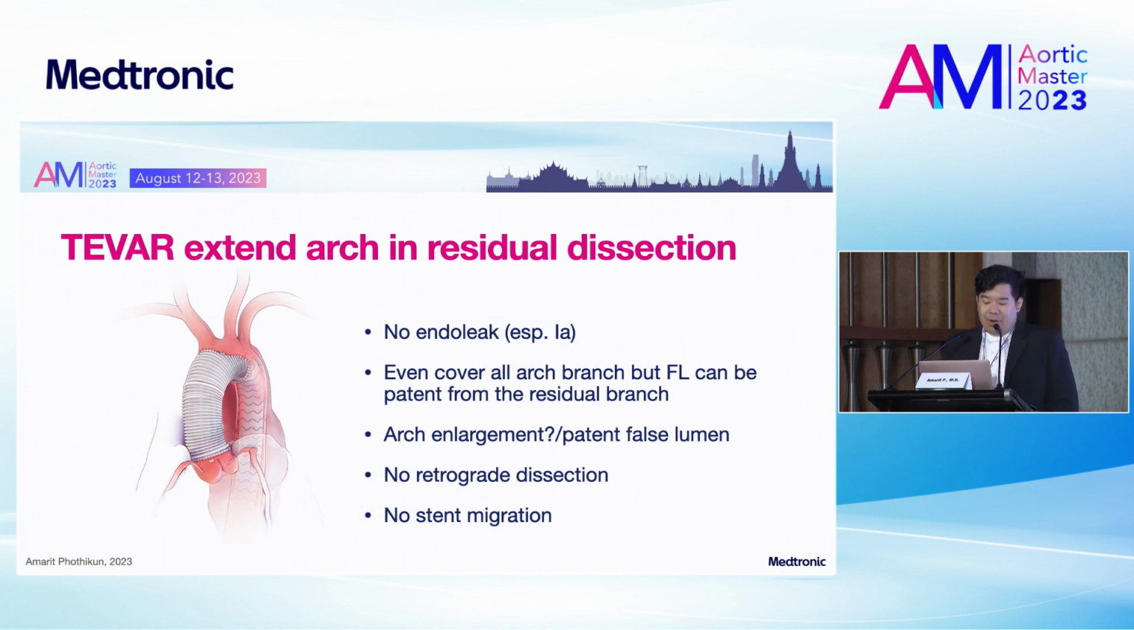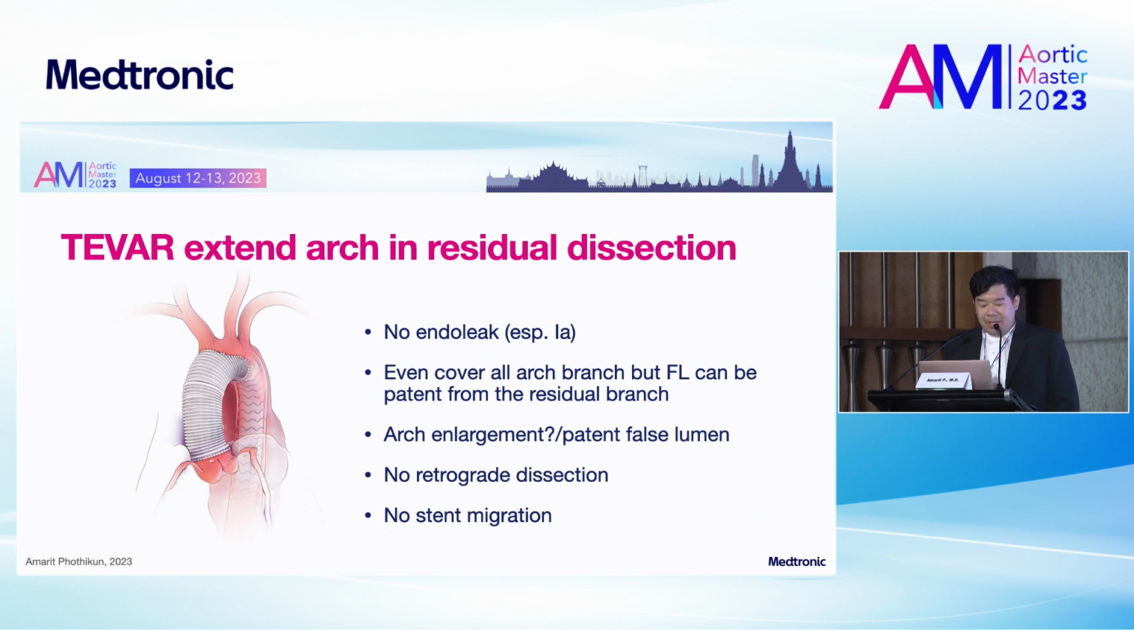If we perform the endovascular repair, there is still no endoleak, but even if we cover all the arch band, the false lumen can be patent from the residual band dissection, which may cause an endoleak, like in this case. And the arch enlargement may also be progressive, maybe because of the false lumen, and we did not occlude the primary anti-tear in the descending or in the abdomen part, so the false lumen is still patent and the aorta is still enlarging. This case is also planned for a redo operation by open thoracotomy replacement of the descending aorta, even though they have had the stent not long ago.